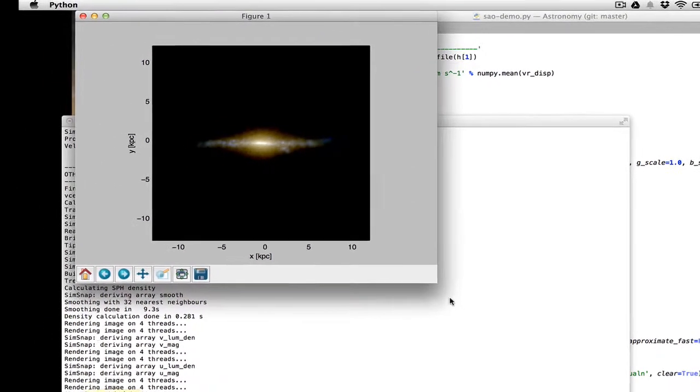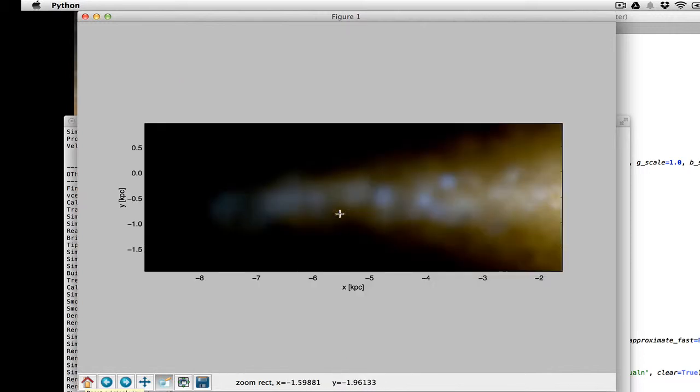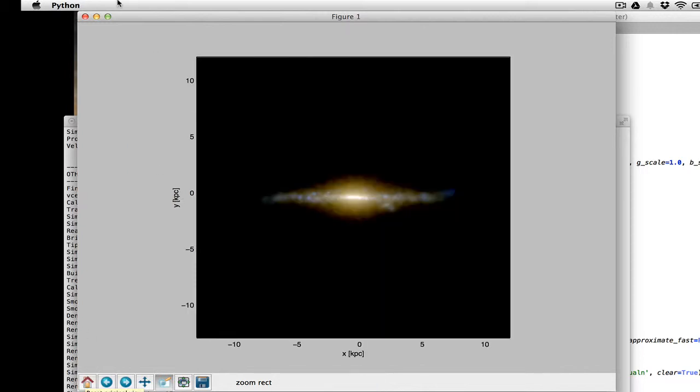So this is our galaxy. So again, we can zoom into certain parts. It's quite red, but there are some blue areas in the tails there along the side. It's not too bad an image.